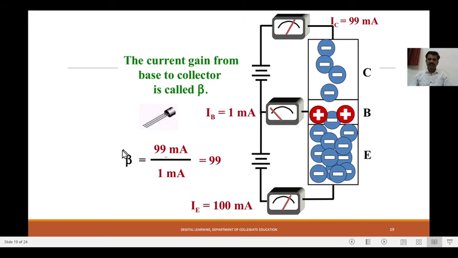What is gain? It is indicated by beta, which is called the current gain. We generally call it the common emitter current gain. Beta is 99 by 1, which is equal to 99, which is considered to be the collector gain, the ratio of output to the input, which is an important parameter.